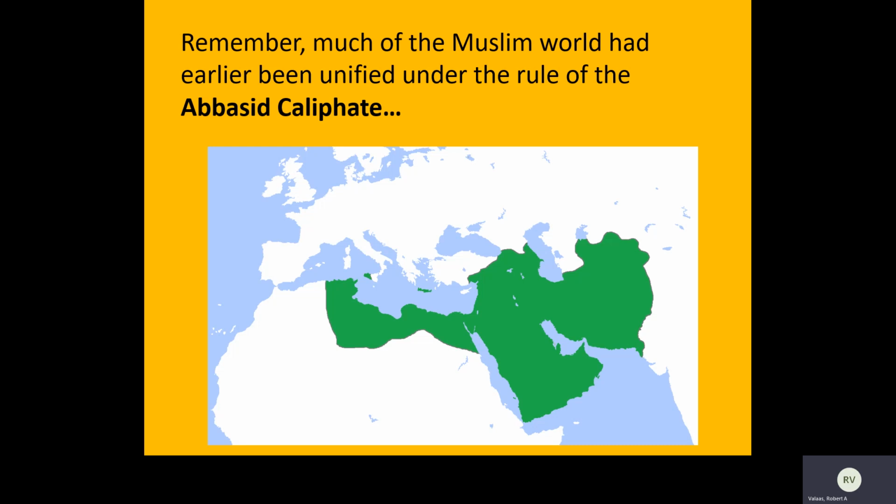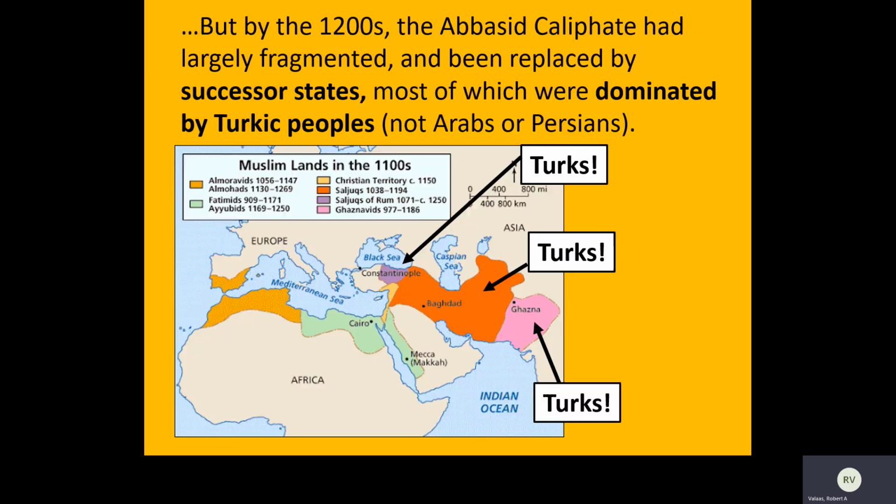green empire shown here. That, though, even that event in the year 750 was 500 years before the beginning of our time period, by which point this massive original Islamic caliphate and the Abbasid caliphate that came after it had begun to break apart. It had fragmented. And this map here shows how all those colored areas that had once been part of the Abbasid caliphate were now ruled by other states, successor states, most of which were dominated by Turkic people.